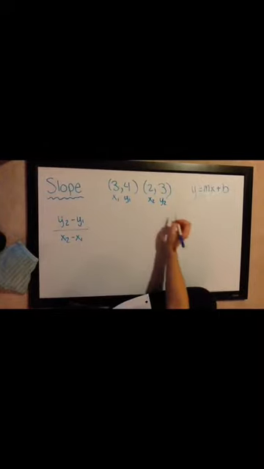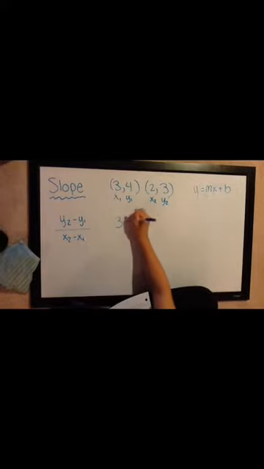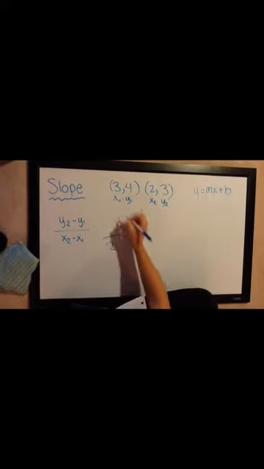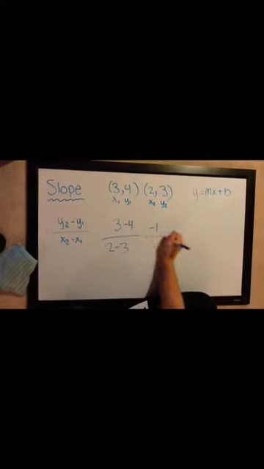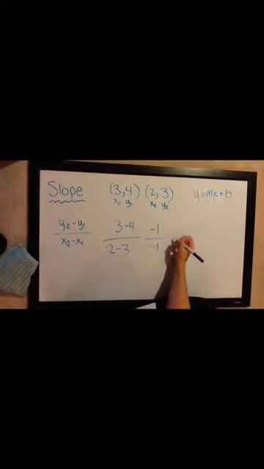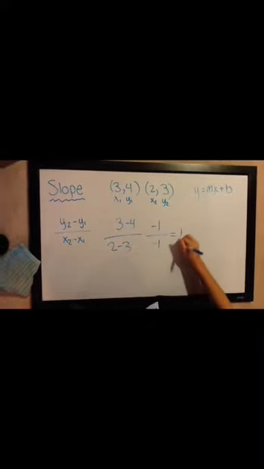In our equation, we have y2 being 3 minus y1, which is 4, over x2, which is 2, minus x1, which is 3. 3 minus 4 is negative 1, over 2 minus 3, which is negative 1. Negative 1 divided by negative 1 equals 1, so our slope equals 1.